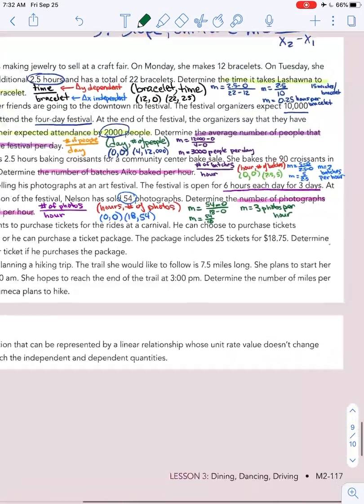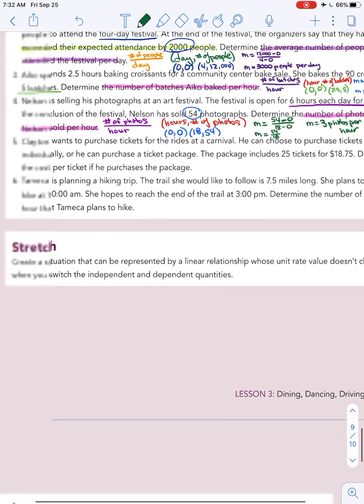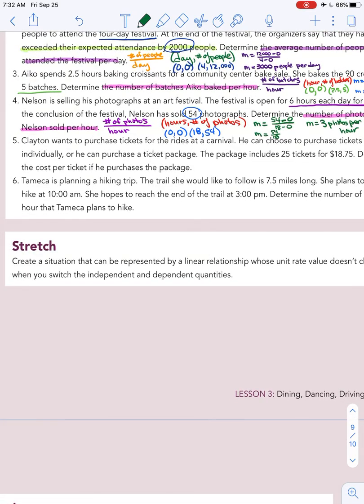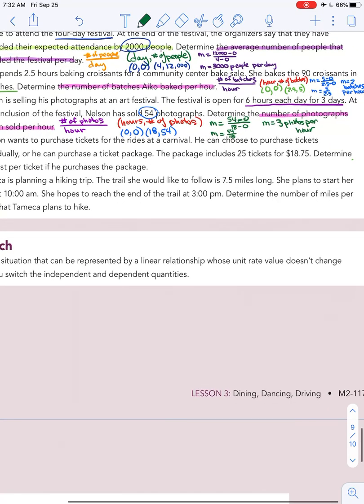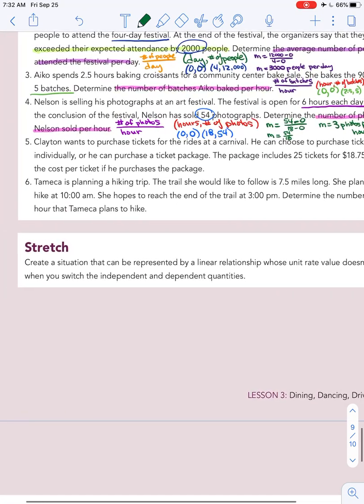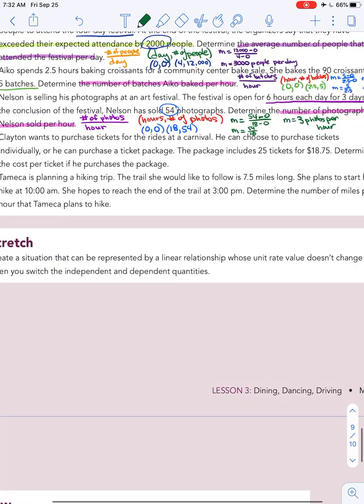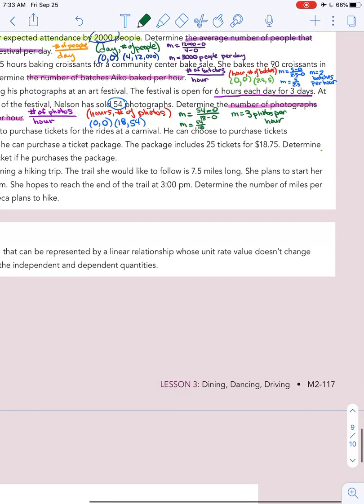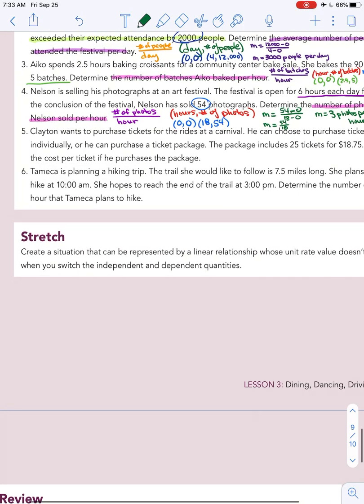Okay, so the next one says, Clayton wants to purchase tickets for rides at the carnival. He can choose to purchase tickets individually, or he can purchase a ticket package. The package includes 25 tickets for $18.75. Determine the cost per ticket. Okay, so I don't know why I did that whole thing. So cost per ticket.